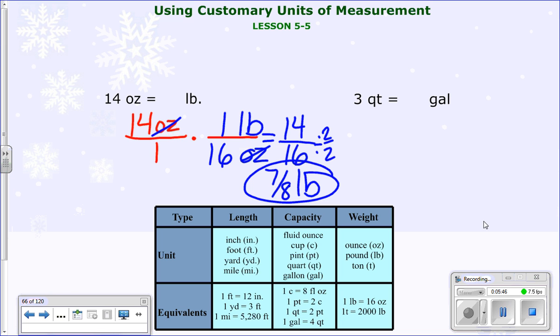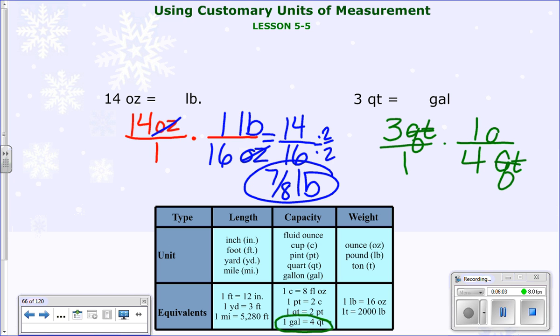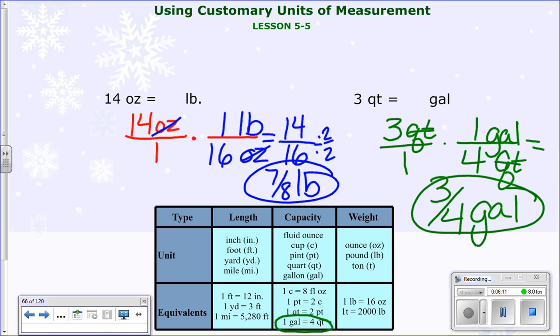All right, let's check this one then. Again, I start by writing 3 quarts over 1. And let's see. Here is an equivalent fraction I need to use. 1 gallon is 4 quarts. So quarts need to go on bottom this time, so they cross out. And there we go. So now I simplify. 3 times 1, 1 times 4. And that can't be simplified, so my answer is 3/4 of a gallon.